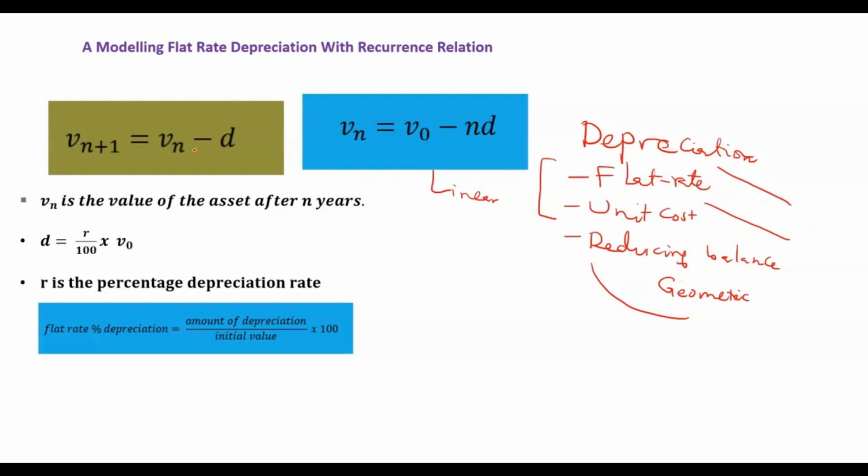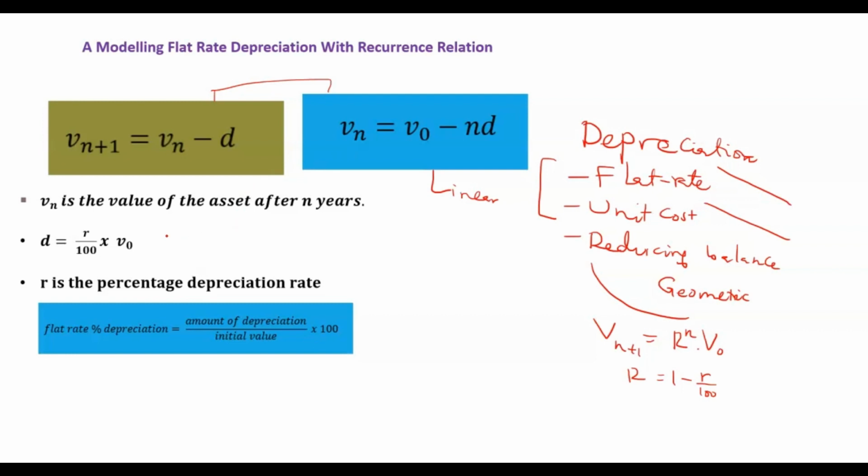This formula is for the flat rate depreciation, and when we look at the unit cost depreciation, we still use the same formula for unit cost and flat rate. Whereas for reducing balance, we use different formulas, so we use this. And we'll discuss the reducing balance further when we get there. So let's have a look at how flat rate depreciation is done.